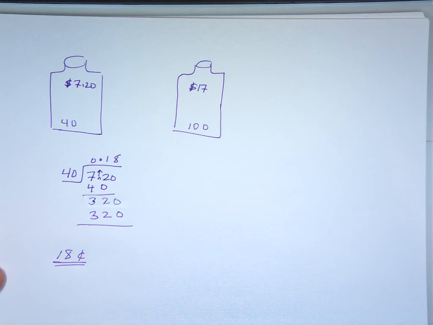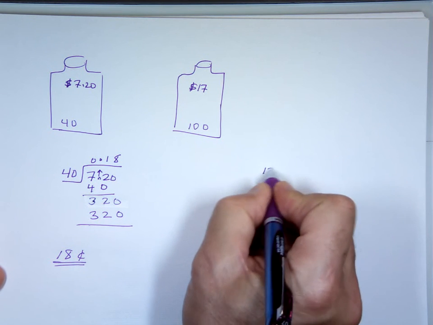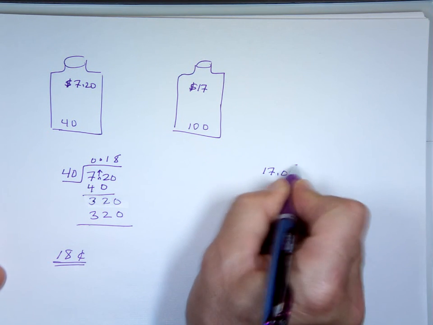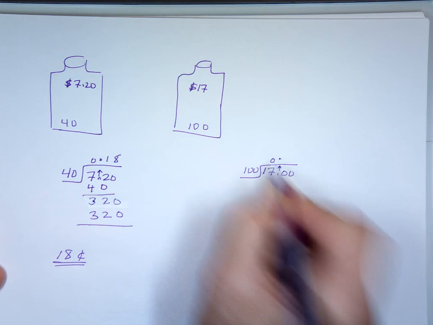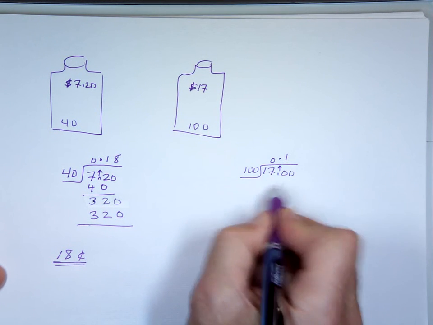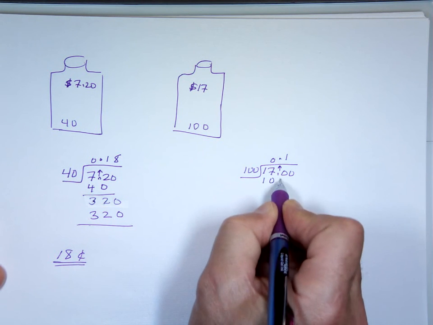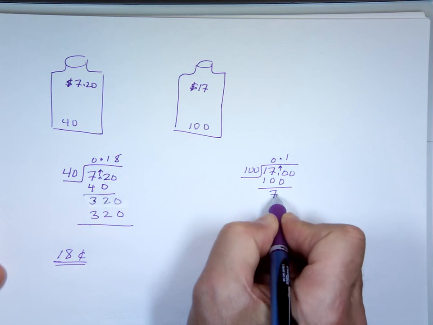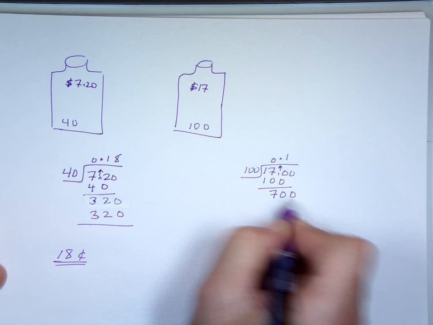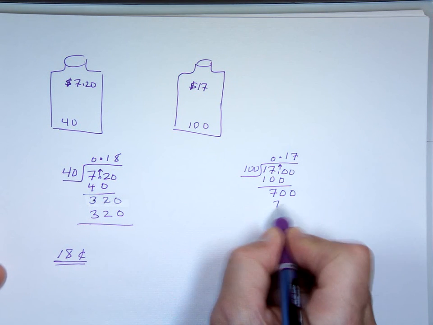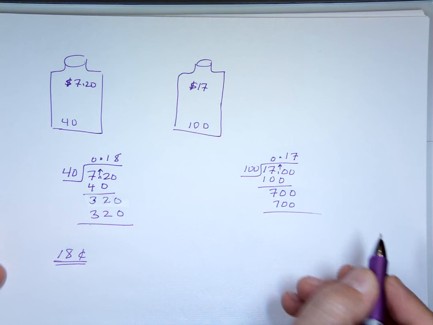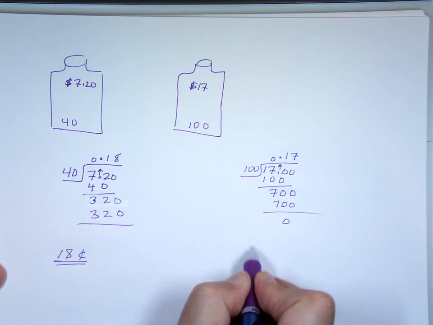The other one, $17. There's my decimal point. By 100. 170. 1 times 100 is 100. The remainder is 70. Bring that 0 down. What's 700 by 100? 7. 7 times 100 is 700. Remainder 0, that's what? 17 cents.